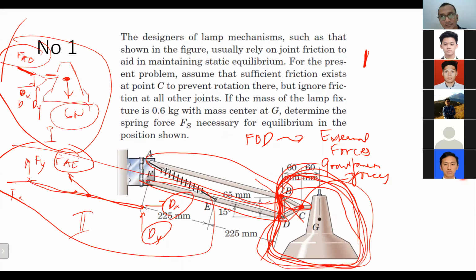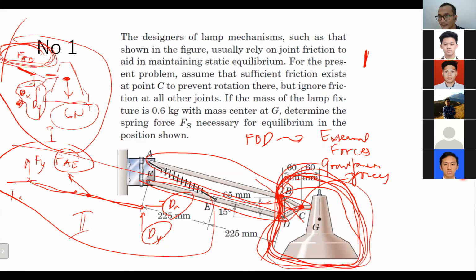DC is considered as internal force. You don't have to draw it; you can't draw it because it's an internal force. You get it now? The external force here will be the force given to the free body diagram by member AB and member FED. This is the force given by member FED, dx and dy. This is the force given by member AB, FAB.